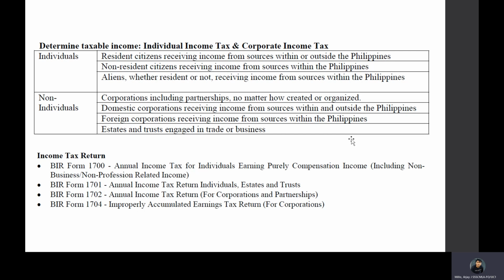So magkakaiba yan. Yung una, yung for earning purely compensation, meaning ito yung ang source of income mo lang is from your employer. Then 1701, ito na yung in general if you have a business or proprietor ka, ganun. Then for corporation, 1702, and then for IAET or the improperly accumulated earnings tax, 1704.